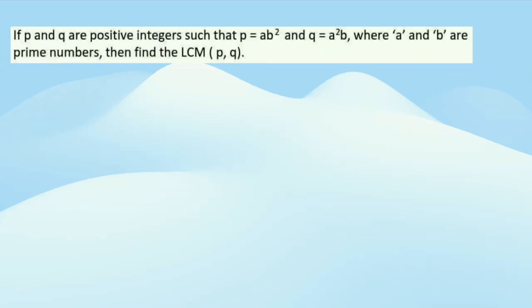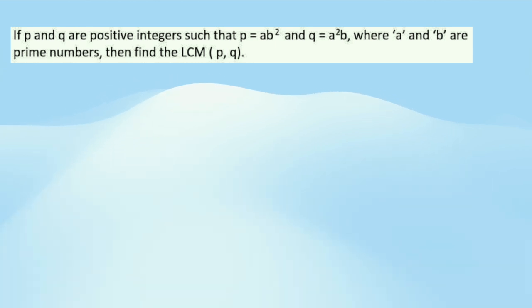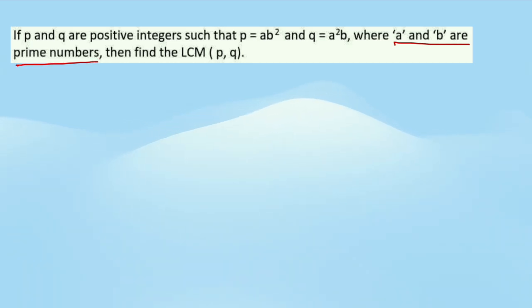The next question is, P and Q are positive integers such that P is equal to AB square and Q is A square B, right? And A and B are prime numbers. It is very important that A and B should be prime numbers, because if they are composite, we can still break them, right? You have to find the LCM of P and Q.